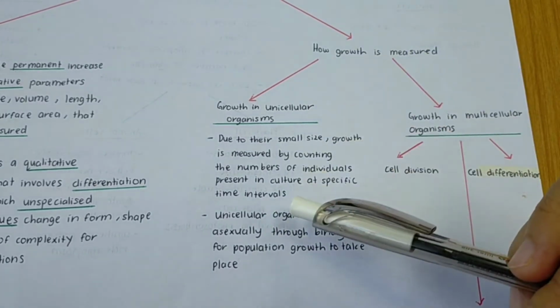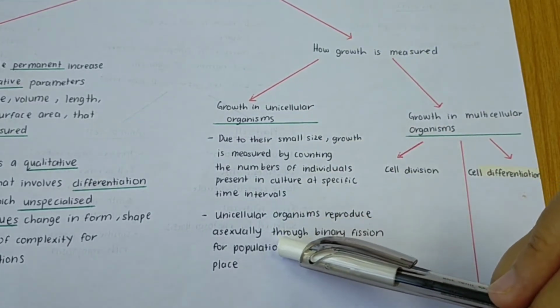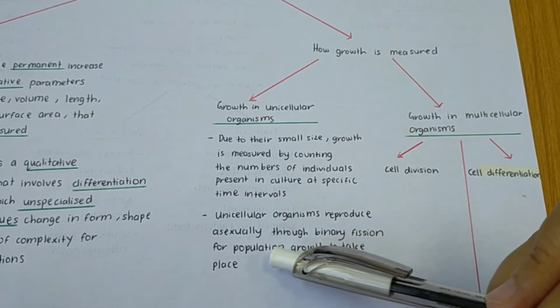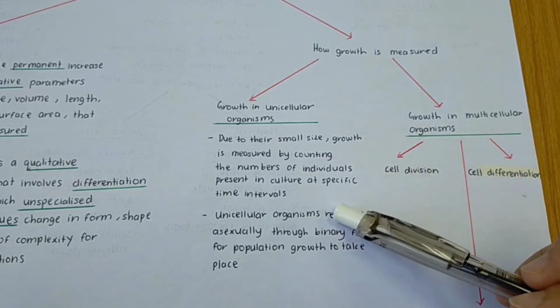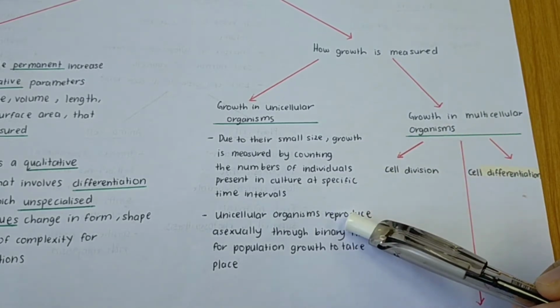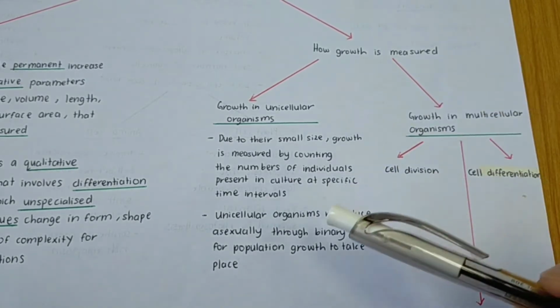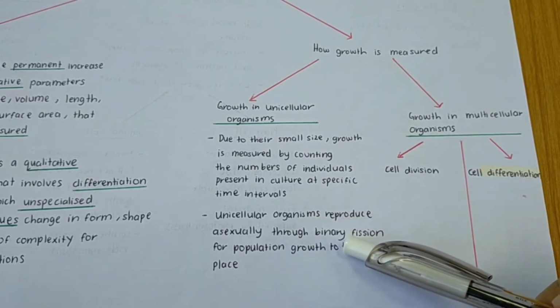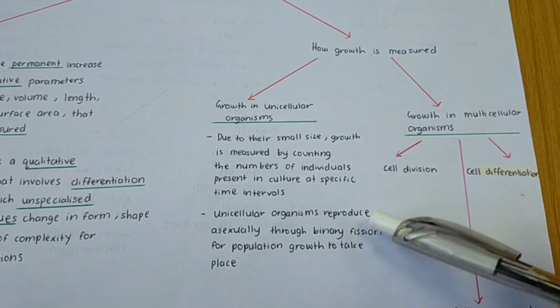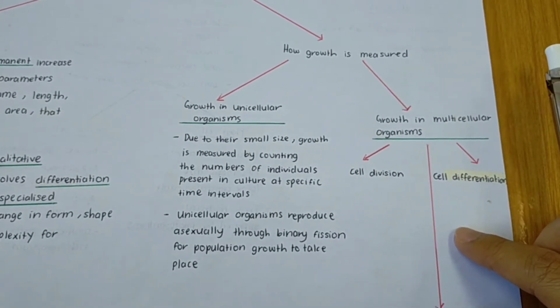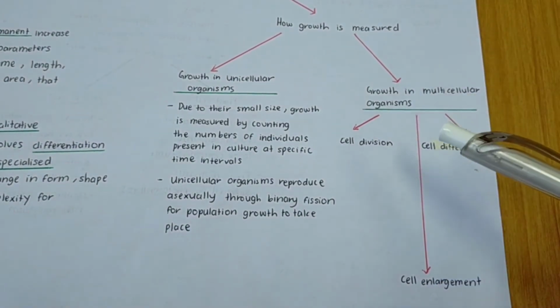Okay, and then unicellular organism reproduce asexually through binary fission for population growth to take place. Means that how unicellular organism is reproduced, macam mana dia nak tambahkan bilangan, adalah melalui asexual reproduction. Contohnya melalui binary fission. Okay, binary fission means belahan dua-dua. Alright, then we look at the growth in multicellular organism.